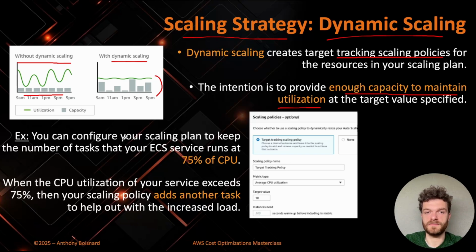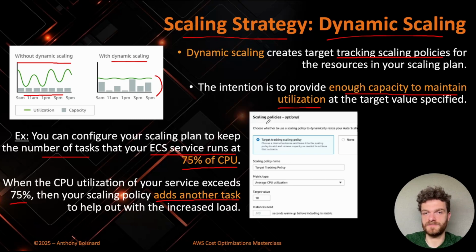One example, you can configure your scaling plan to keep the number of tasks that your ECS service runs at 75% of CPU. So this is one example. And in this case, when the CPU utilization of your service exceeds 75%, then your scaling policy adds another task to help out with the increased load.